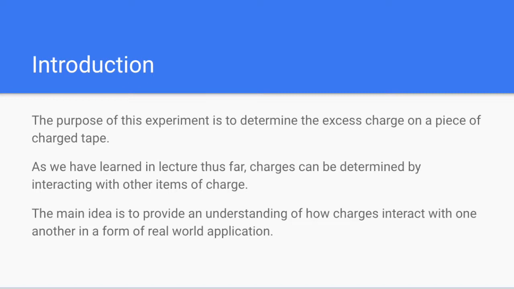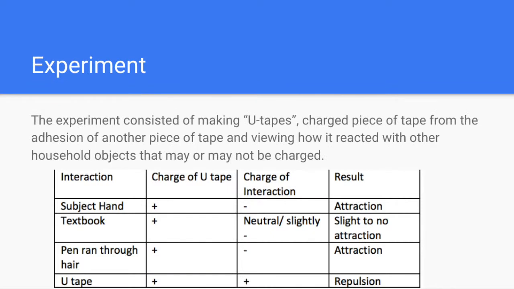The main idea is to provide an understanding of how charges interact with one another in a form of real-world application. So we used a piece of tape that we were not sure of the charge, and we compared interactions with other household items that we did know the charge of. For the actual experiment, we made U-tapes, which are charged pieces of tape that are made from the adhesion of other pieces of tape, and viewed how they reacted with other household items that may or may not be charged.